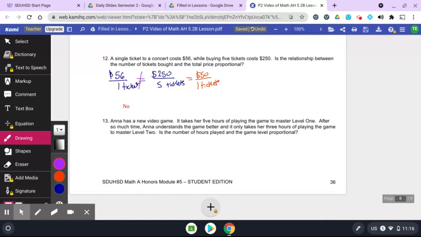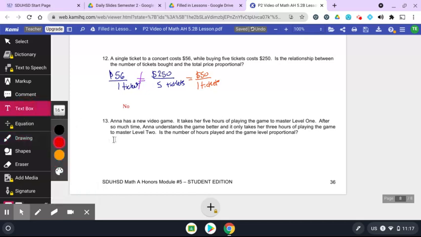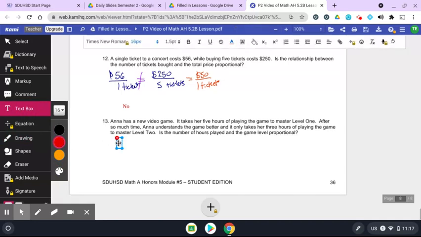Anna's playing a new video game. It takes her 5 hours of playing the game to master level 1. After so much time, Anna understands the game better. It only takes 3 hours of playing the game to master level 2. Is the number of hours played in the game proportional? No, she's getting faster as she gets through the levels. So not proportional. Her solving rate increases.